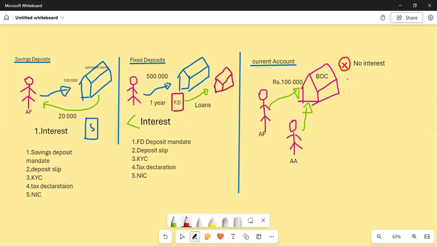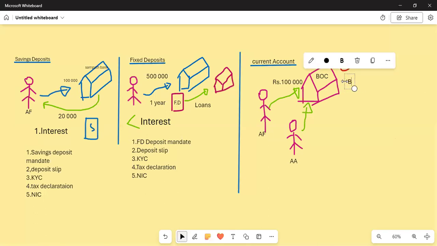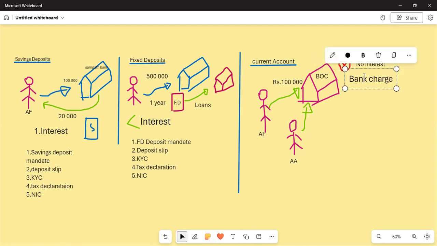The second important thing is that I have to pay a bank charge, because they are providing me a service. They are not going to pay me any interest. That is the main difference in this current account. I will have to pay them a bank charge.